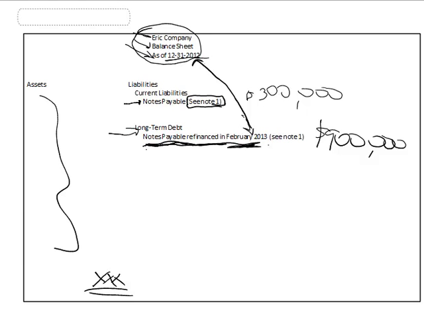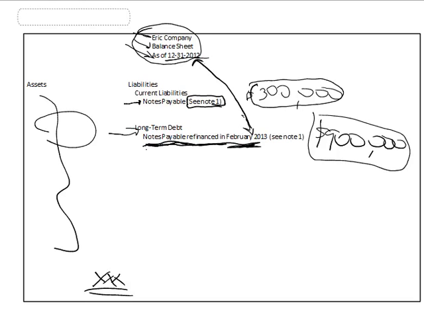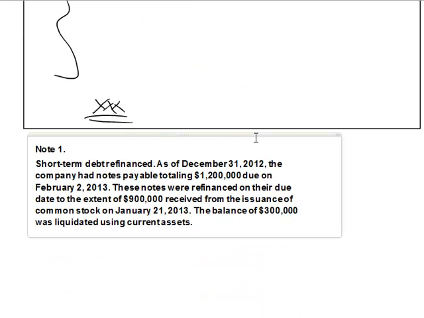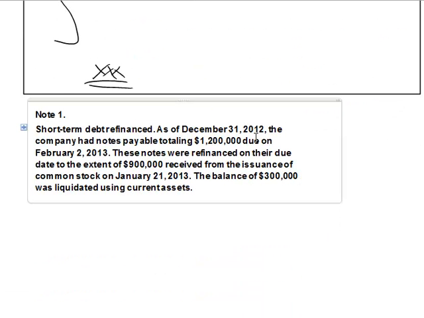The reason that we put the $300,000 in current liabilities is because we didn't refinance that. We took existing assets and just moved them over here. So to classify them as anything other than a current liability does not meet the definition. So the note that I should have corresponding to this balance sheet should look something like this. It should tell the user exactly what happened.